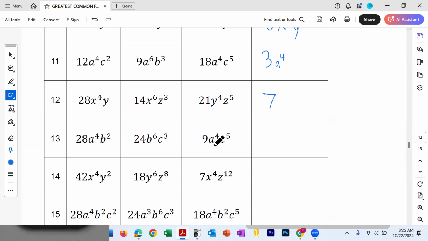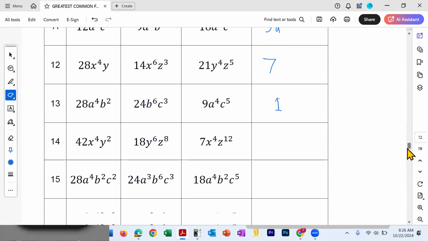28, 24, 9. My GCF here is going to be 1. Well, at least my coefficient GCF. Now, do all terms have an A? Do all terms have a B? Do I need to check for anything else? My GCF is just 1. Y'all with me on this? Yes. All right, cool. Then next one.